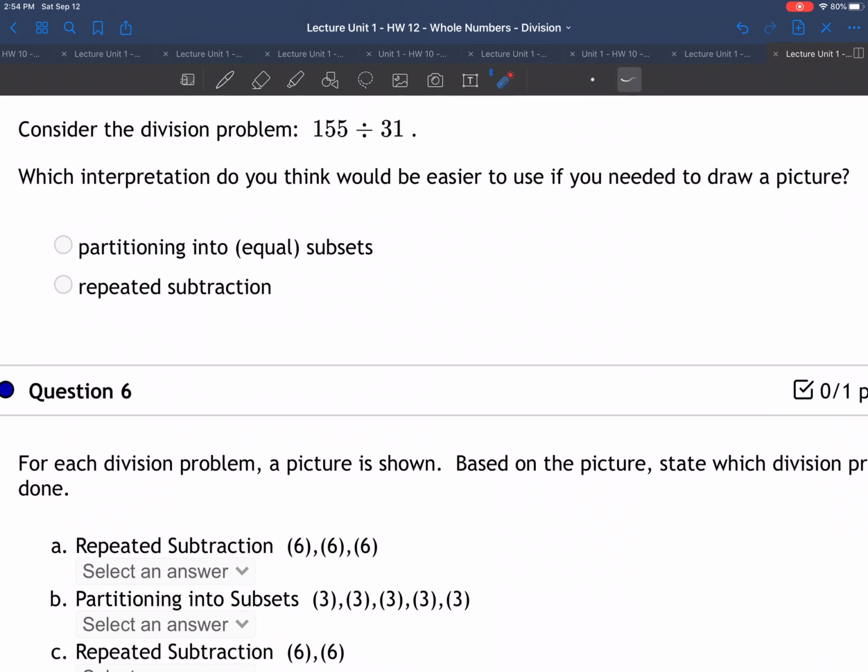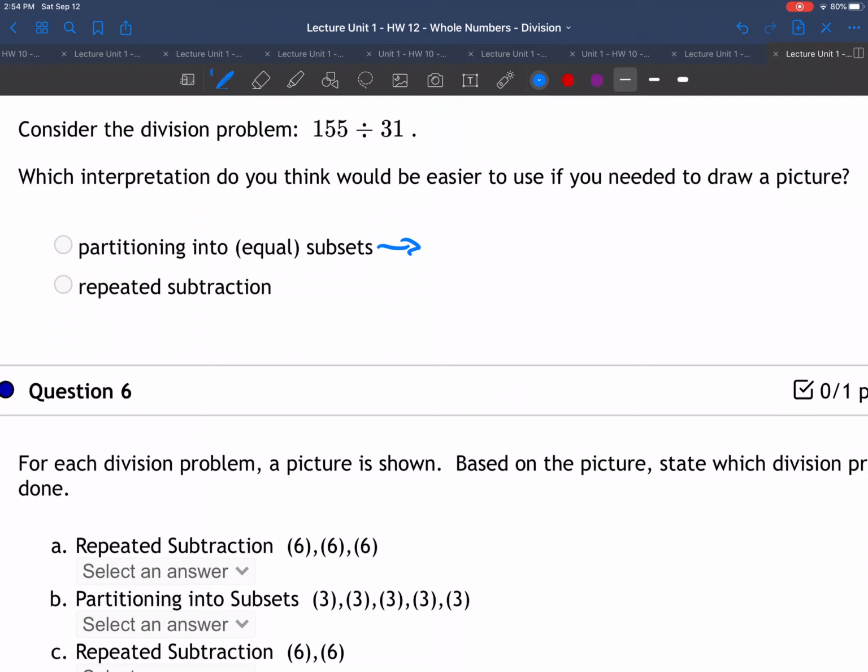Here's an example in which they're having us consider a division problem, 155 divided by 31, and they're asking us, which interpretation do you think would be easier to use if you needed to draw a picture? Okay, so they're saying, would it be partitioning in equal subsets or repeated subtraction? Those are the main two ways we think about division in real life. So how do you know which answer they want here?